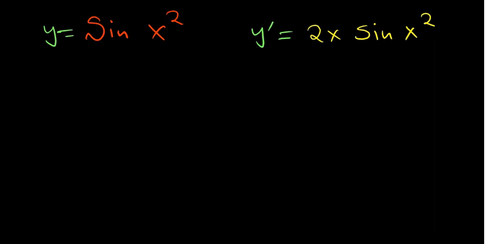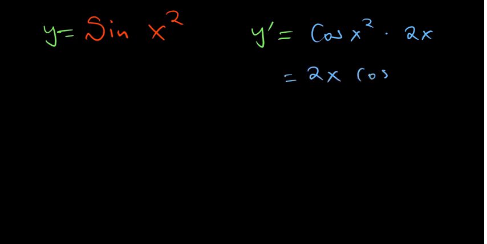But of course this is not correct. So the first thing that you'd want to do is, if you differentiate sine x squared, first of all differentiate sine. The derivative of sine is cosine, so you have cosine x squared, and then multiply by the derivative of what is in the brackets, which is 2x. So the answer becomes 2x cosine x squared.